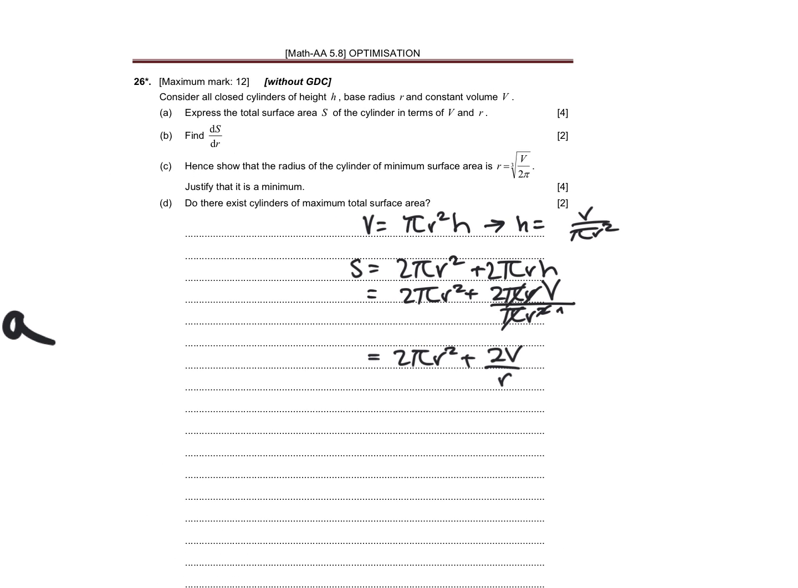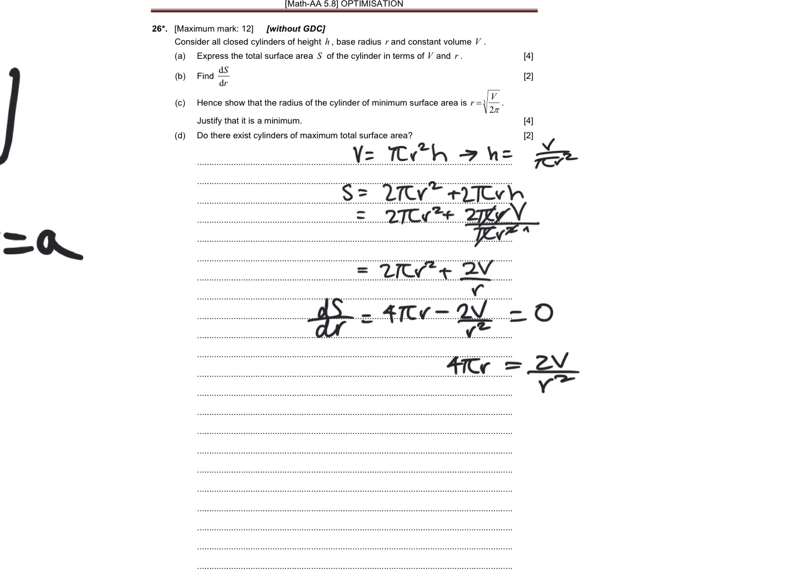Now dS with respect to r. So that's going to be 4 pi r minus 2V over r squared. Hence, show that the radius, so we want a minimum, so we set it to 0. 4 pi r equals 2V over r squared, and multiply by r squared, 4 pi r cubed equals 2V, divide by 4 pi, so r is V over 2 pi, and then we're going to have to the 1/3.